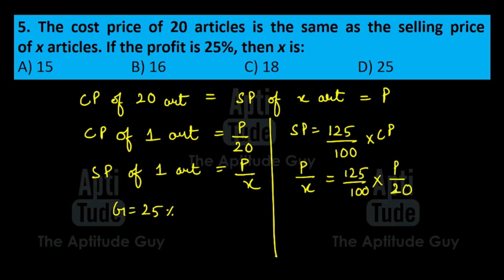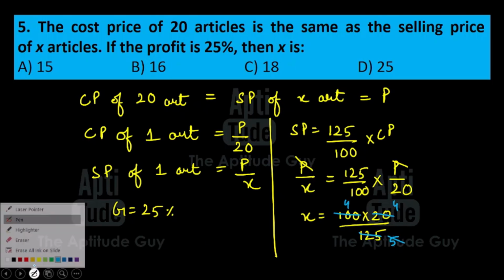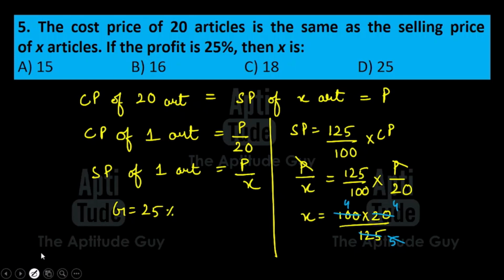Now at first glance, when you look at this equation, you may feel that it is impossible to solve because it is one equation and two unknowns. But P and P very conveniently get cancelled. So X is equal to 100 into 20 divided by 125. Let's cancel things out now. We have 25 fours are 100, 25 fives are 125 and 5 fours are 20. So what is the final answer? The final answer is 4 into 4, that is equal to 16.